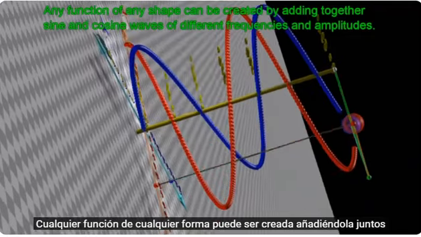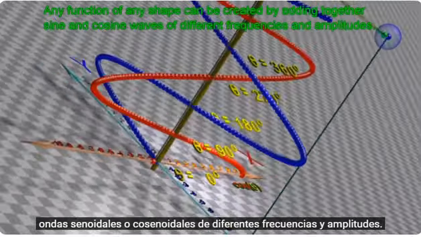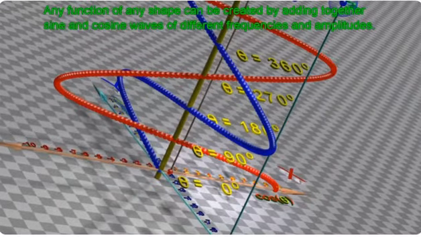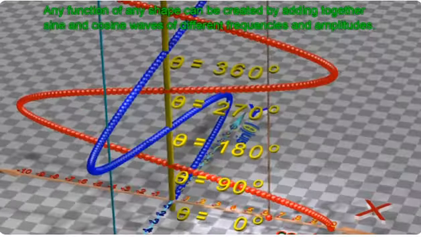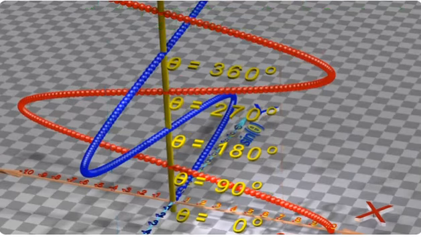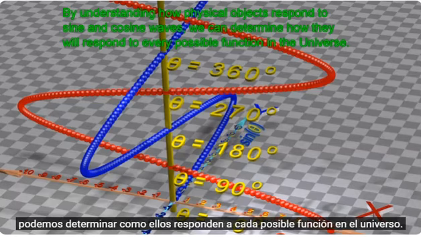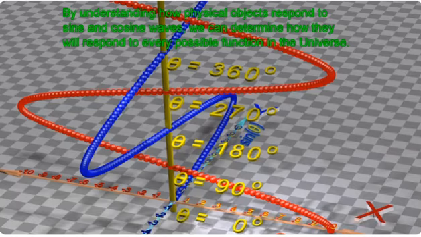A function of any shape can be created by adding together sine and cosine waves of different frequencies and amplitudes. By understanding how physical objects respond to sine and cosine waves, we can determine how they will respond to every possible function in the universe.